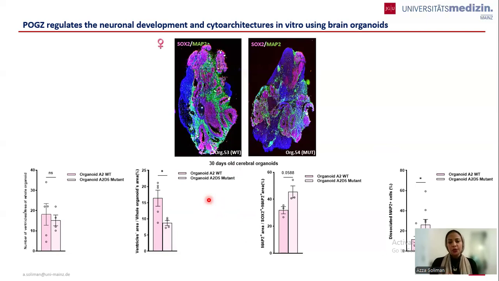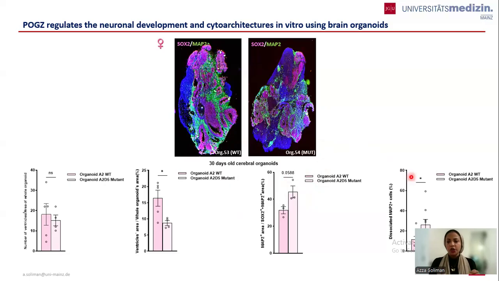We also looked at the MAP2 positive area compared to the total area of the neuronal area, which is like SOX2 and MAP2, and we could see it was almost significantly higher in the mutant organoid compared to the wild-type organoid, which again fits what we saw in the 2D culture, that the female mutant showed significantly higher MAP2 positive cells. We did what we call dissociation of the organoids.